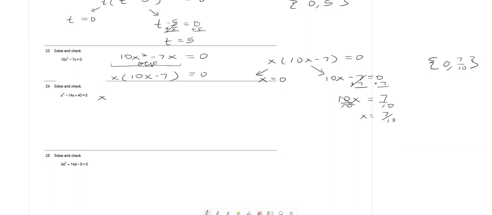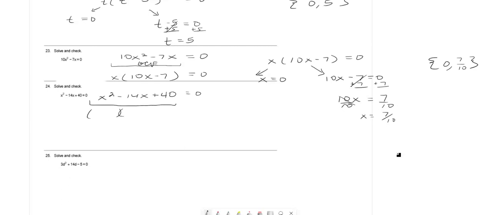Now the next equation has a trinomial as the polynomial. X squared minus 14x plus 40 equals 0. So here we're just using a regular trinomial factoring method, right? We don't have an a, right? We don't see that there's a number in front of our x squared. So it's just a regular trinomial. We just need to know what factors of 40 will add to give us a negative 14.